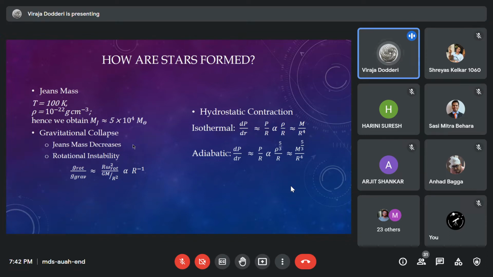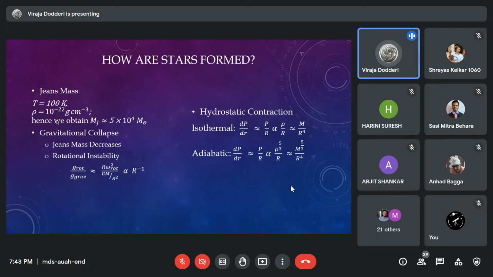When you're considering the gas cloud to be constricting, then the angular velocity of the gas cloud keeps increasing. So when the angular velocity keeps increasing, you will realize that the ratio between the acceleration due to rotation and the acceleration due to gravity becomes inverse. That also has an inverse relation to the radius of the gas cloud, and also because the angular velocity is increasing, this ratio is also increasing.